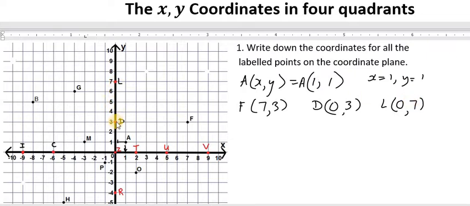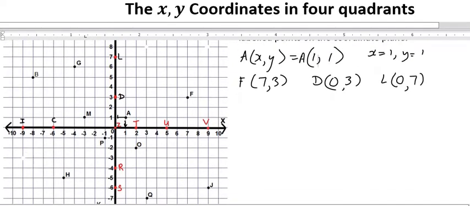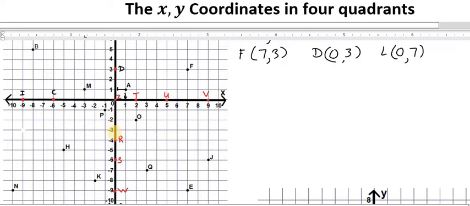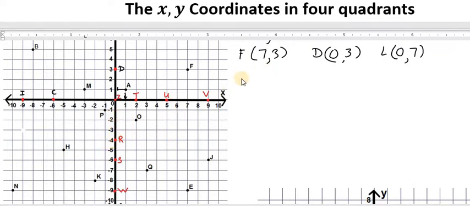Now if you look at both D and L, they're both found on the y-axis, and if you notice, they have the same x coordinate of 0. So that tells us that for any point found on the y-axis, the x coordinate will be 0. But what about those points that are found below 0? Well, let's take point R for instance.